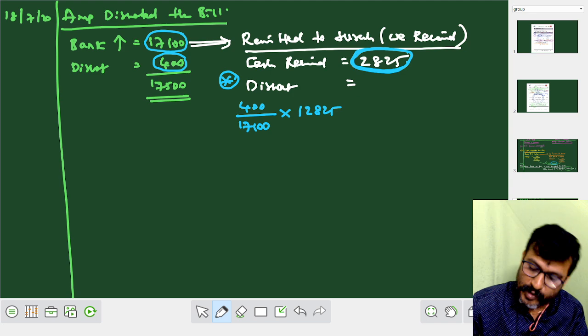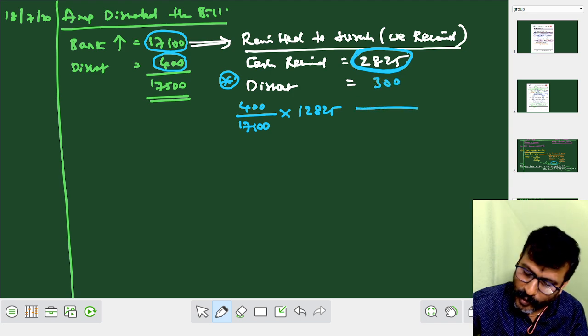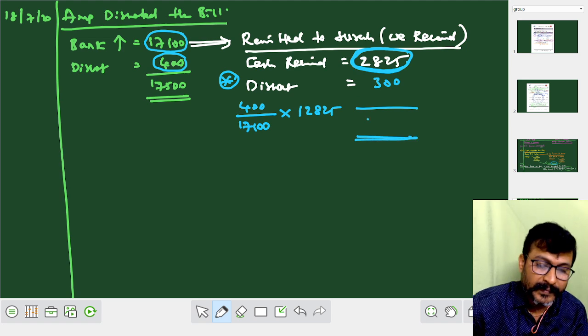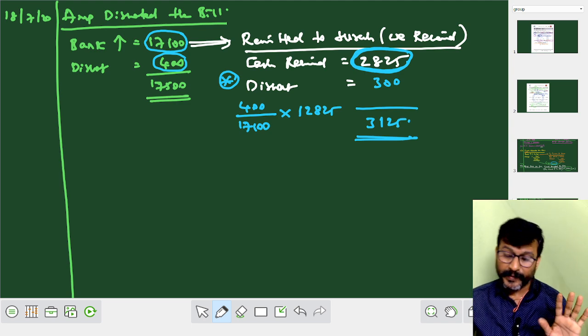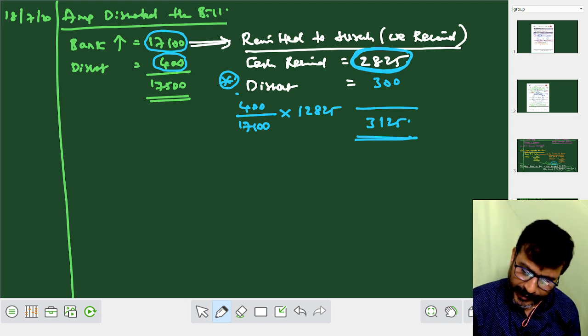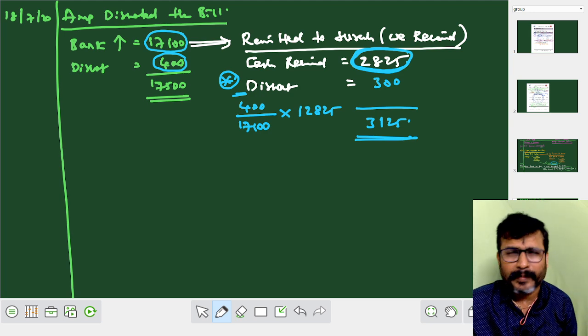Your discount comes to rupees 300. Now you add, that is 3,125. Did you understand? This is a very important key point. Remember how to work out a discount. I will explain in the next classes also, but concentrate.